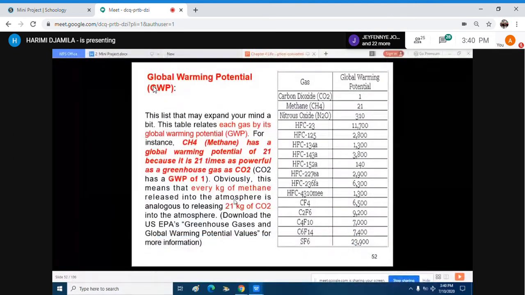Okay, so of course, all of you know what carbon dioxide means.